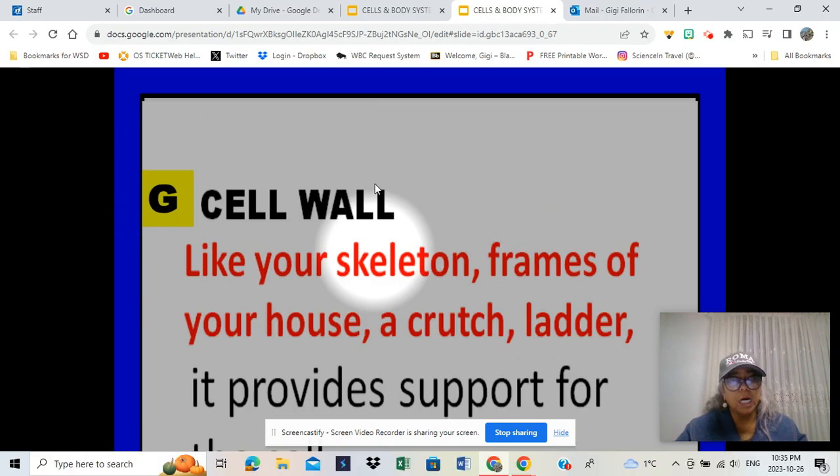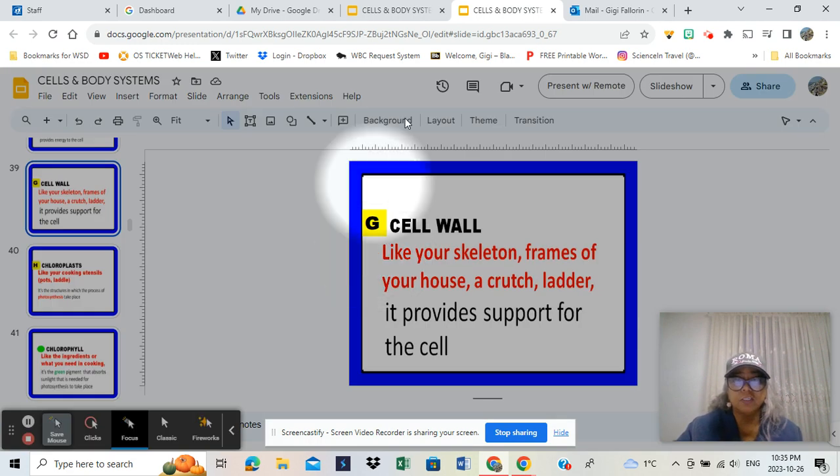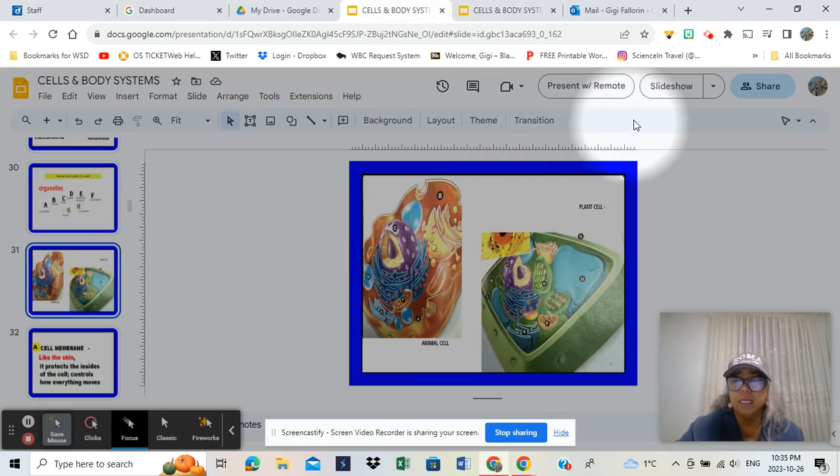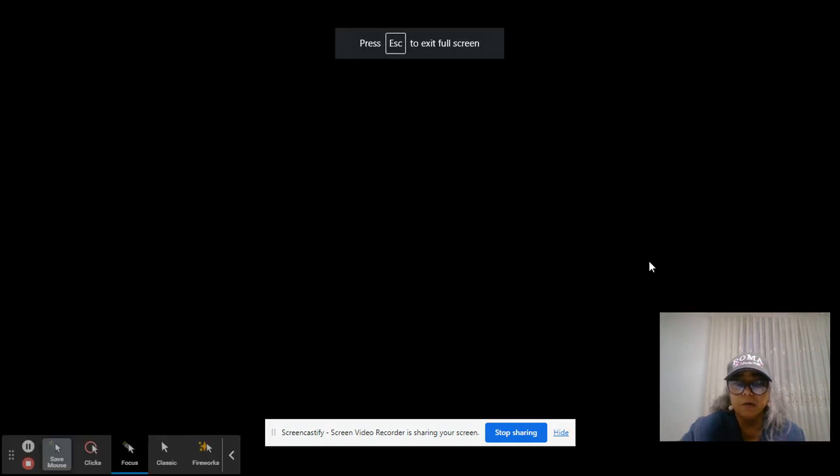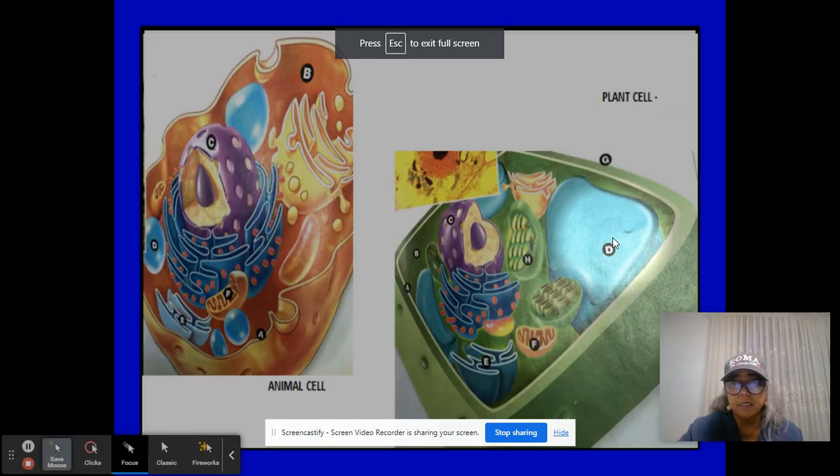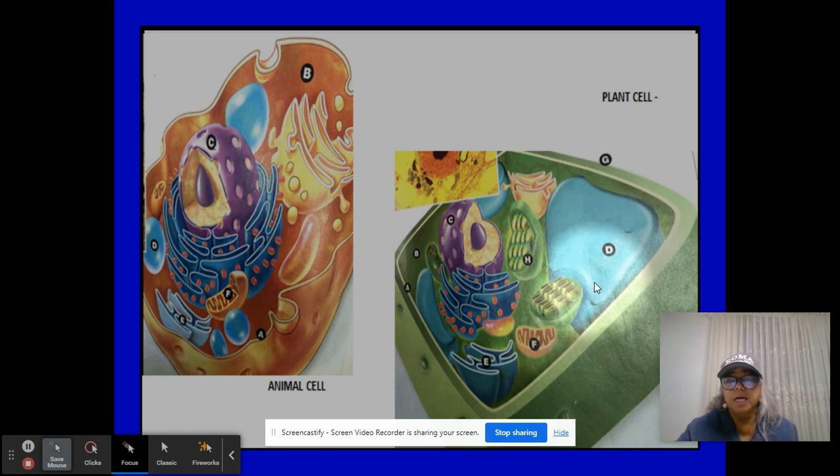So where can I see the cell wall? You have an idea of that when you look at your paper, at your diagram on the animal versus the plant cells. It would be this one, kind of like a very thickened layer outside the skin, or outside the cell membrane, right? So this can be your cell wall. Notice that on the animal cell, we don't have that. It's only in the plant cell.